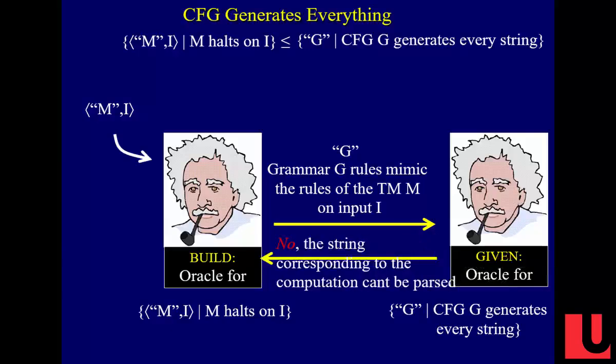Well, what happens then? Here we want to know: if it says no, it can't generate every string, then what string can't it generate? It can't generate the halting computation, which tells me that the Turing machine halts. If it says it can generate every string, then I know that there's no halting computation, because it can generate every string that's not the halting computation. If it can generate every string, then the Turing machine doesn't halt. People follow that?